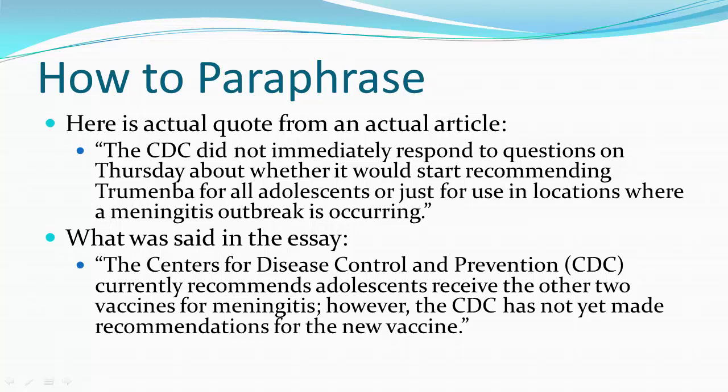But the student was writing an essay about the whole vaccine meningitis thing. So that student had already had a source that talked about the other two vaccines, but wanted to add the piece about Trumenba not having any recommendations yet. So you'll see in the essay, the last part of the sentence says the CDC had not yet made recommendations for the new vaccine. That was a paraphrase of the fact in the upper part. So I don't show it on the slide, but both of these would need an in-text citation. But I just wanted to show you how you go about paraphrasing with a little example.